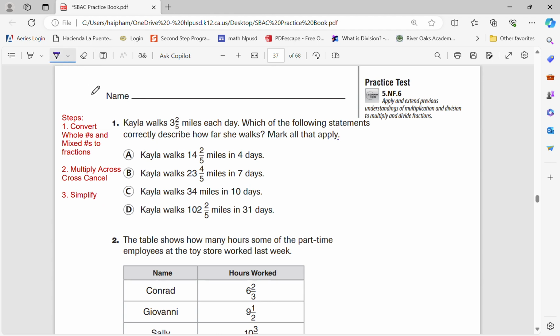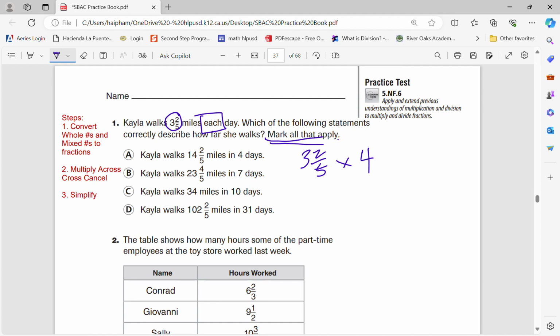Look at the first question. Kayla walks 3 2/5 miles each day. Which of the following statements correctly describe how far she walks? Mark all that apply. Let's look at the first one. We have Kayla walks 14 2/5 miles in 4 days. We need to multiply our 3 2/5 by 4 to determine if this is true or not.